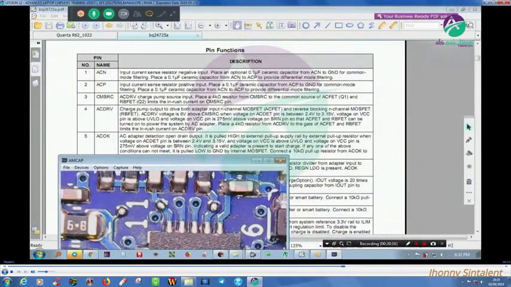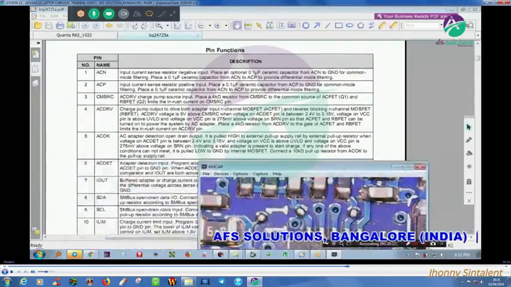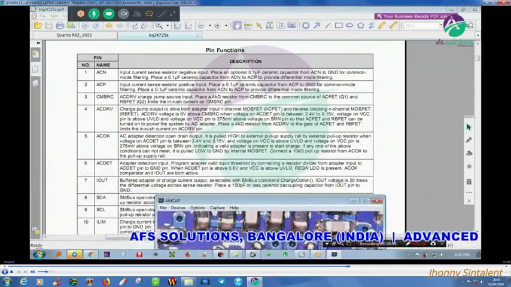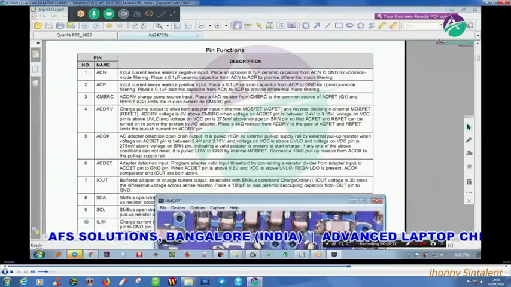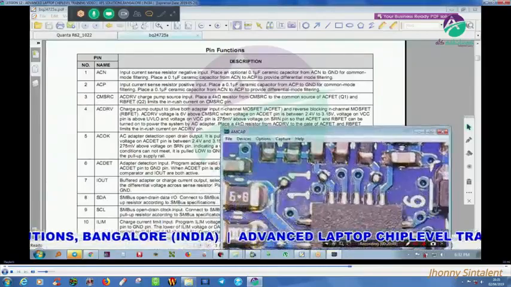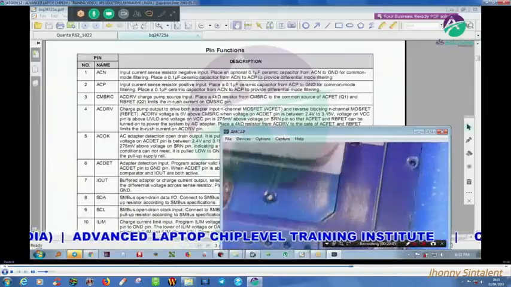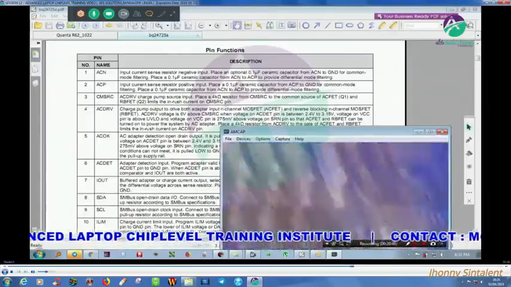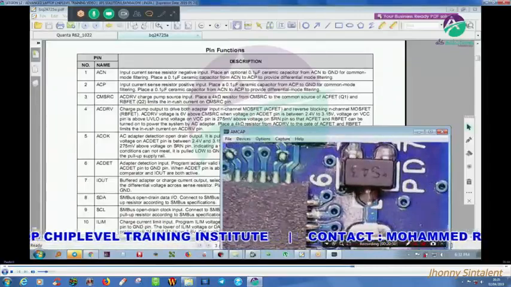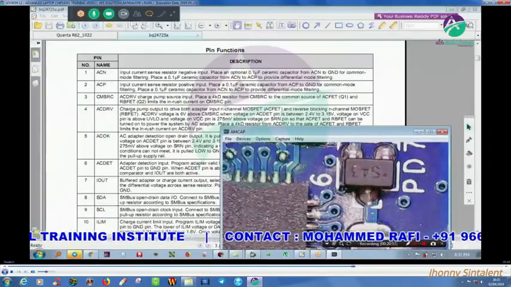Okay. So pin number 4, AC drive, charge pump output to drive both adapter input N channel MOSFET and reverse blocking N channel MOSFET RB FET. Voltage is 6 volts above CMSR when voltage on AC direct is between 2.4. So AC direct is a clue for this. AC direct, it should be how much? 2.4 to 3.5. So I will go with pin number 6. Sorry, I moved the IC. It should not be more than 3.15 volts.